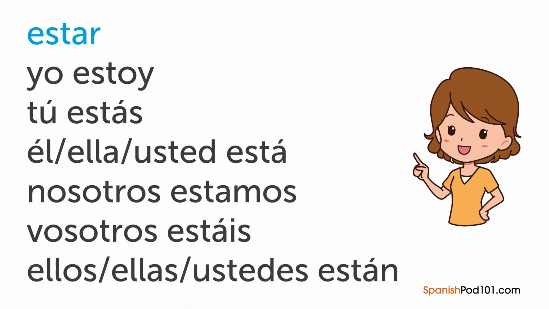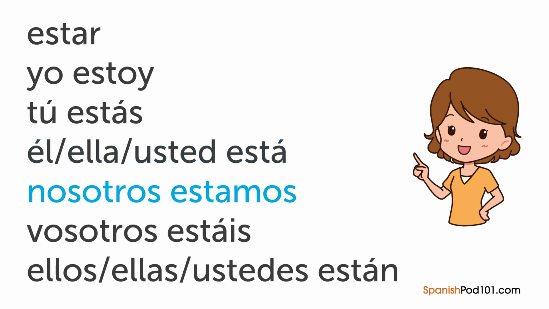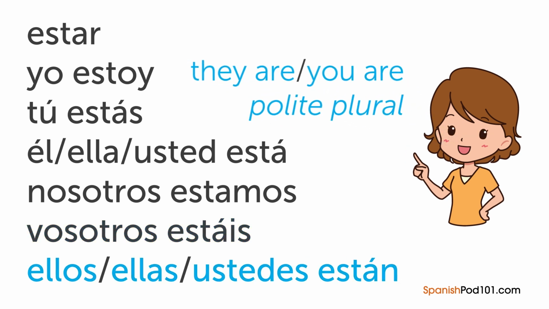The different forms of estar are yo estoy for I am, tú estás for you are, singular. Él, ella, usted está for he, she is, you are, polite. Nosotros estamos for we are. Vosotros estáis for you are in polite form. And ellos, ellas, ustedes están for they are, you are, polite and plural.